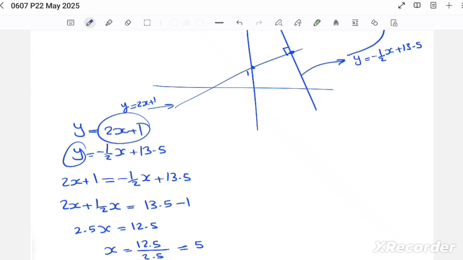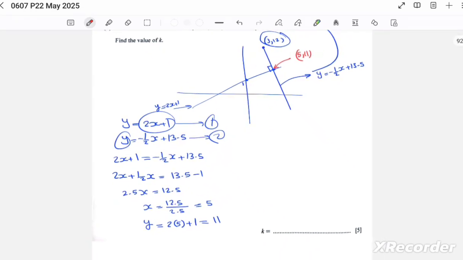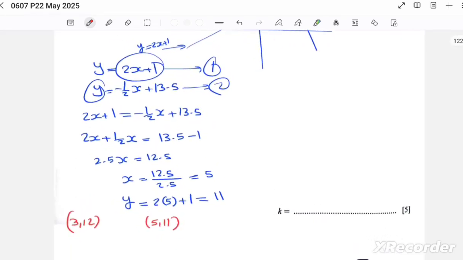So if x equals 5, what is the value now of y? If I substitute in equation number 1, y equals 2 times 5 plus 1, so it's 10 plus 1, which is 11. So this point is (5, 11). So now I have 2 points. I have (3, 12), and the second point is (5, 11), and I need to find the distance between them.